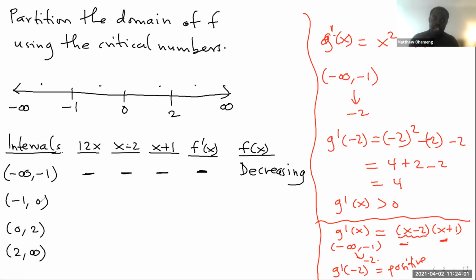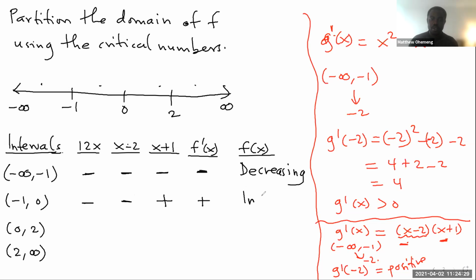Okay, so now let's pick another number. I'll do this, and then you guys can please help me with the third one. So for this number, always pick a number in between, right? So between -1 and 0, I have, say, negative half. A negative half times 12 is just going to be negative. A negative half minus 2 is also going to be negative. And the negative half plus 1 is a positive number. Negative times positive is positive.